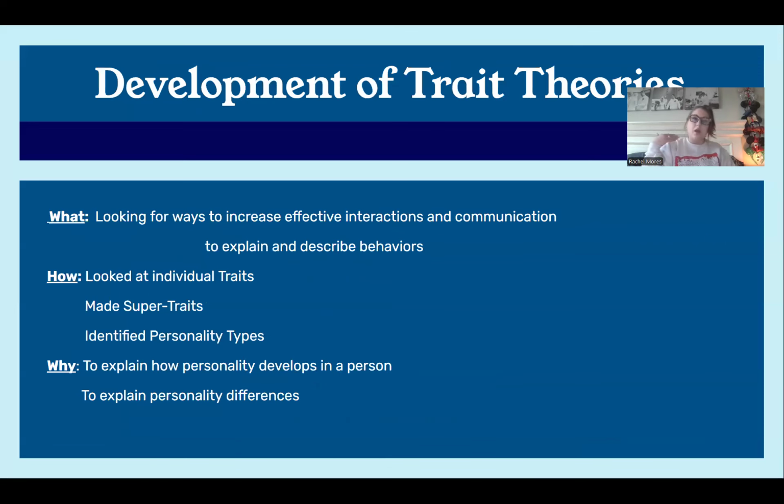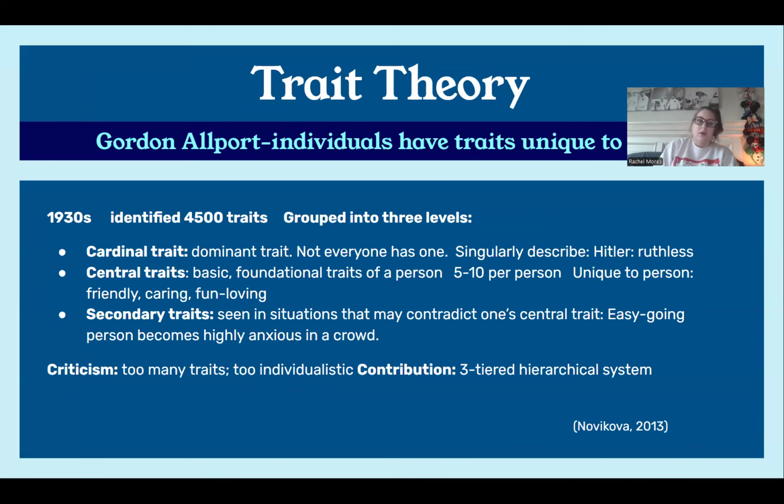So here is our development. We're going to look at the development of trait theories. They originally started looking for ways to increase effective interactions and communication to explain and describe behaviors. How they did this was by looking at individual traits. Then they made those into super traits, remember? So our traits become super traits, and then they identified them as a personality type. Why did they do this? We're trying to explain how personality develops in a person. We're trying to figure out personality differences. So that's why.